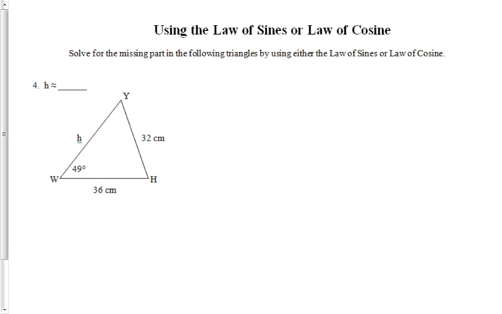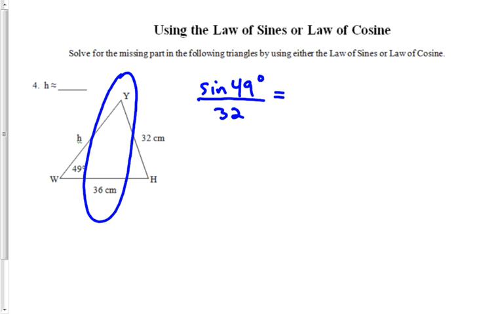Well, let's think about this. I can set up the law of sines with the ratio of the sine of 49 degrees over 32, and that would equal a ratio of the sine of angle Y over 36.